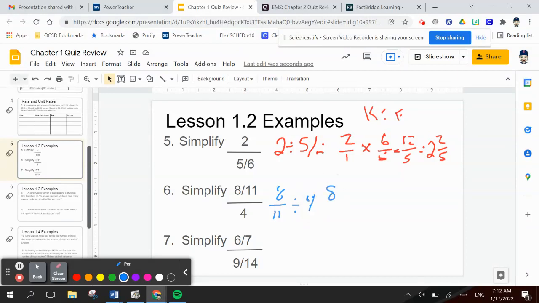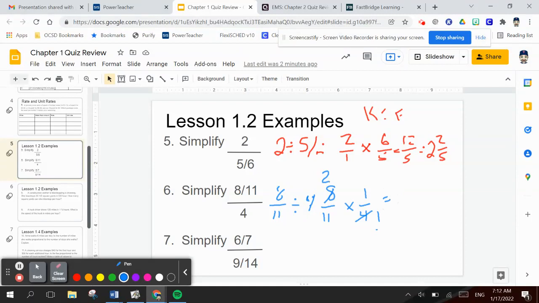So I have 8/11ths. Change the sign to multiply, flip my fraction to be 1 over 4. Now 4 and 8 have a common factor, which is 4, so I cancel out. 4 divided by 4 is 1. 8 divided by 4 is 2.